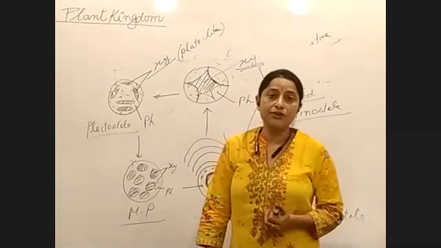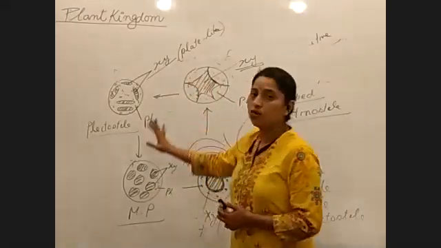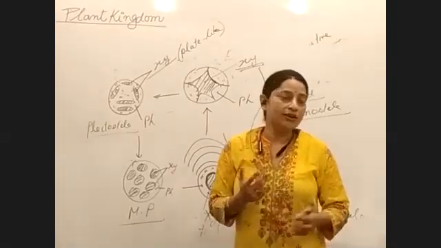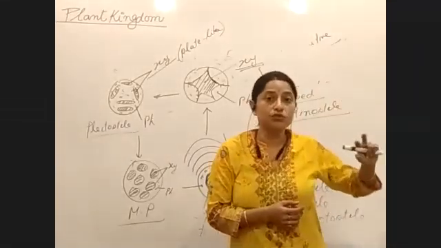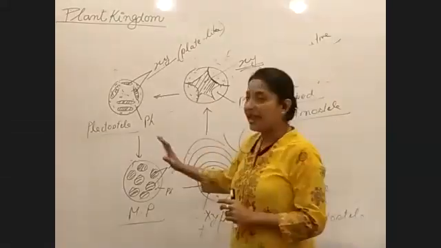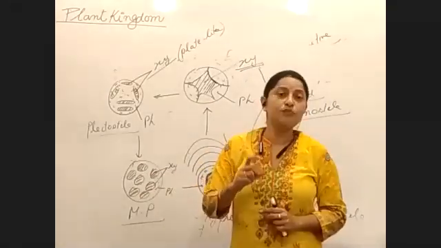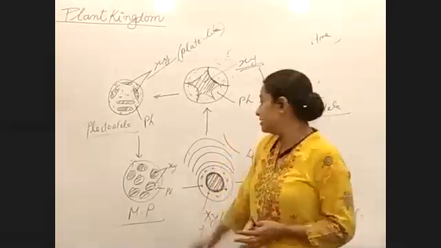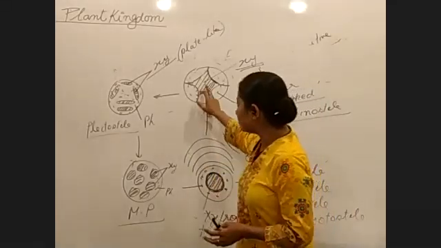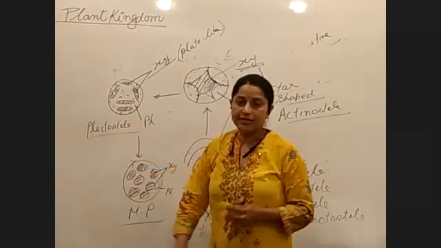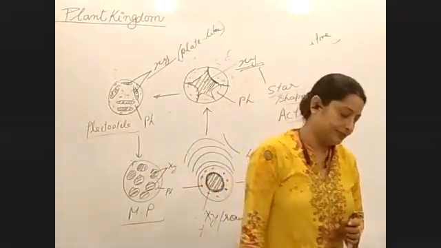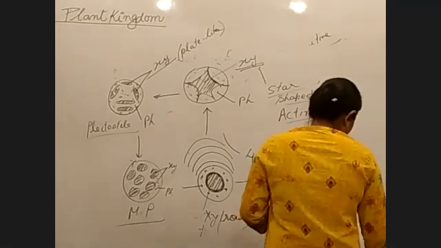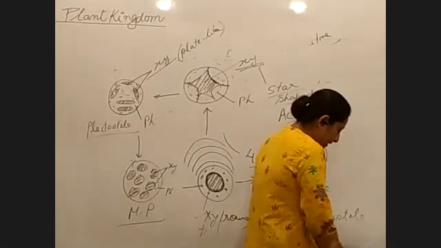Another point to remember is that all these four diagrams belong to protostele. So in each and every case, would pith be present or absent? Obviously it would be absent. So pith is absent here, absent here, absent here, absent here. That is the point here. Yes, ma'am. Right? Okay.